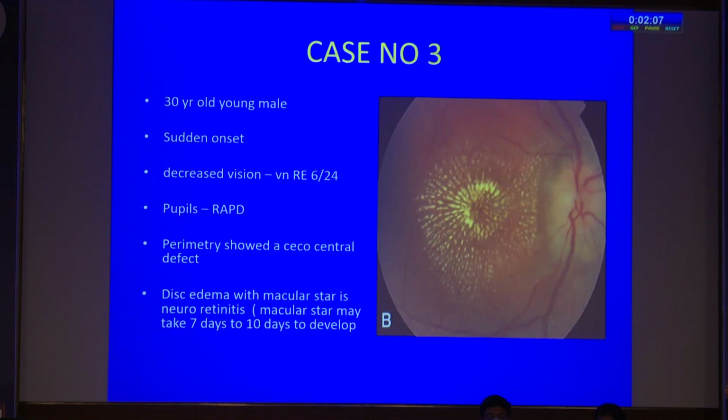The next case is that of a 30-year-old whose vision loss was 6/24, sudden onset. The fundus picture is classical. You see a disc edema with a macular scar suggestive of a neuroretinitis. But the thing that you need to remember is that the macular scar may be incomplete or may take 7 to 10 days for it to fully develop.